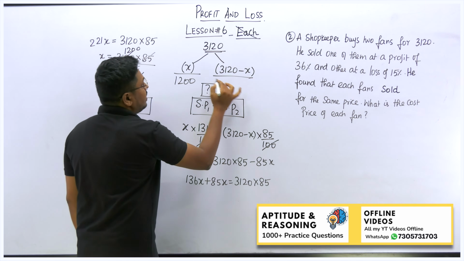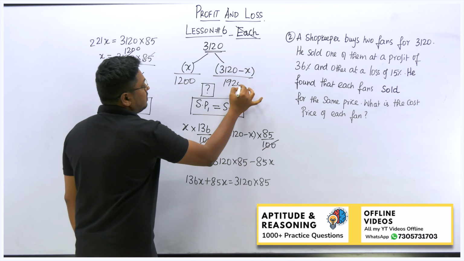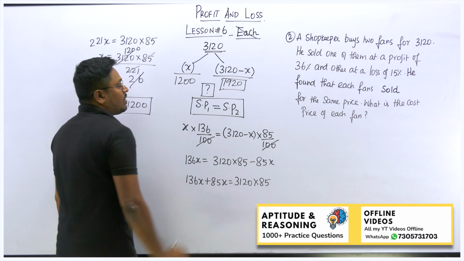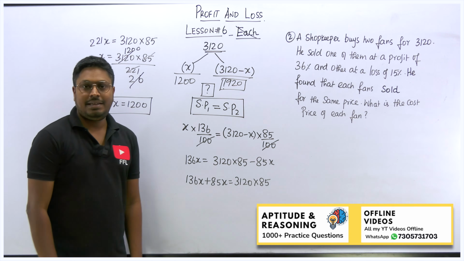What about the second one? So subtract from 1920. Yes. So this will be the cost price of the second fan. That's it. Easy or not, right?